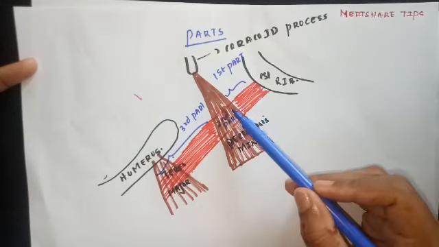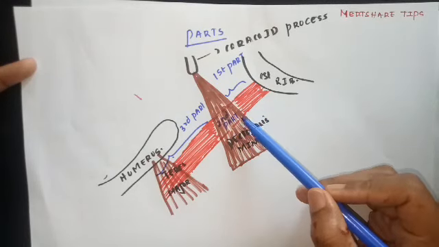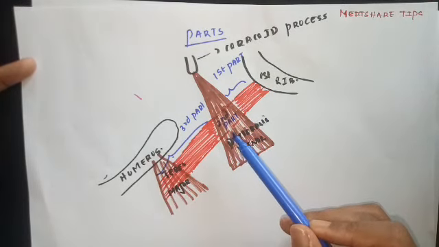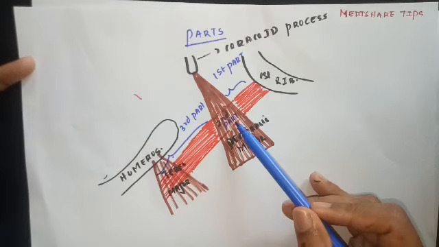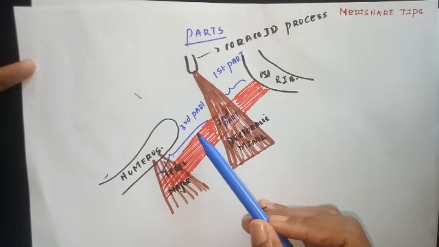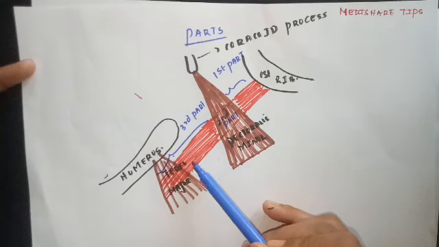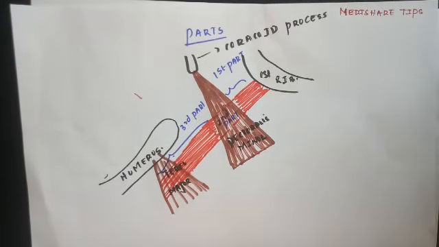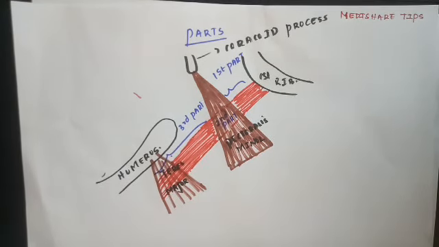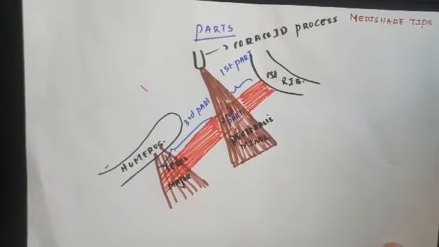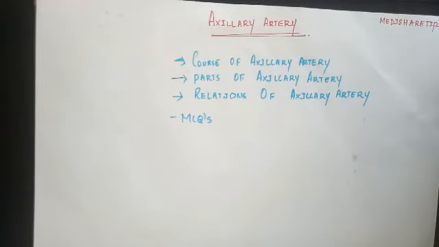So the first part of axillary artery lies above the pectoralis minor muscle. The second part is under the cover of pectoralis minor muscle. The third part is present below the pectoralis minor muscle. So that is the parts of axillary artery. Now we will discuss about the relations of axillary artery.